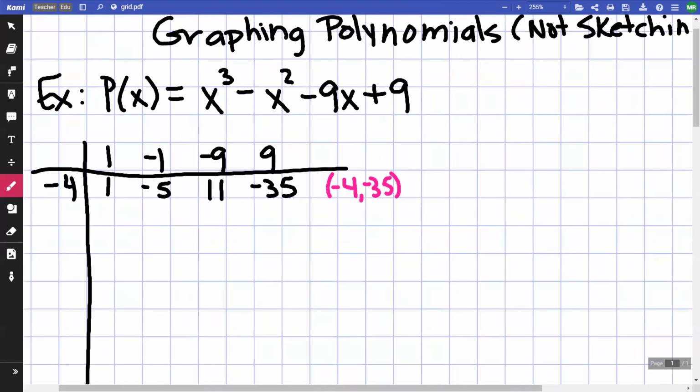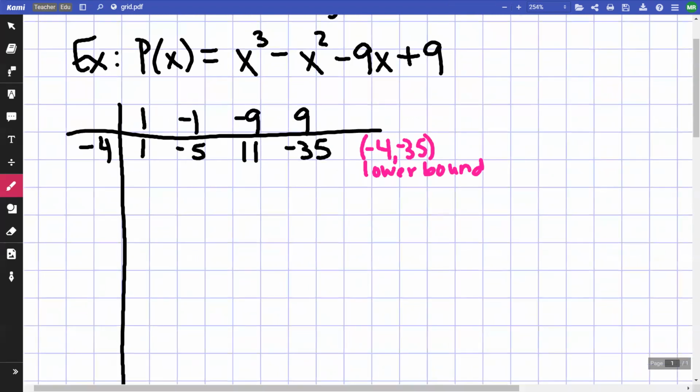Okay, so right now I know that this is a lower bound. Why? Because of the alternating signs. Okay, alternating signs, positive, negative. So what that means is if I didn't get alternating signs, then maybe I want to try some numbers in front of that because maybe I'm not at the low part of the graph. But in this case, I am. So I haven't missed any zeros. There aren't any zeros in front of -4. I'm not missing any in my graph.